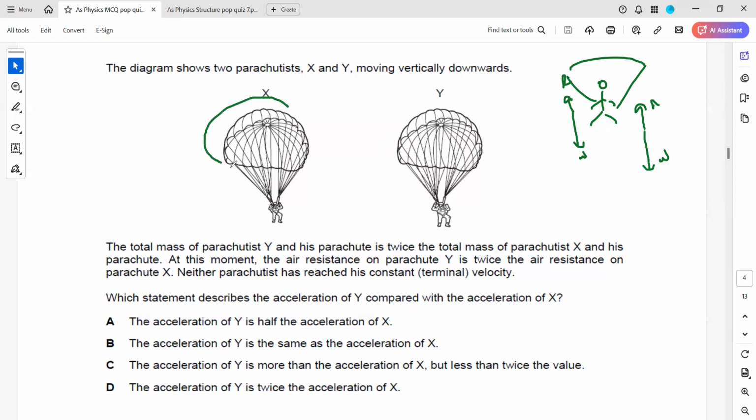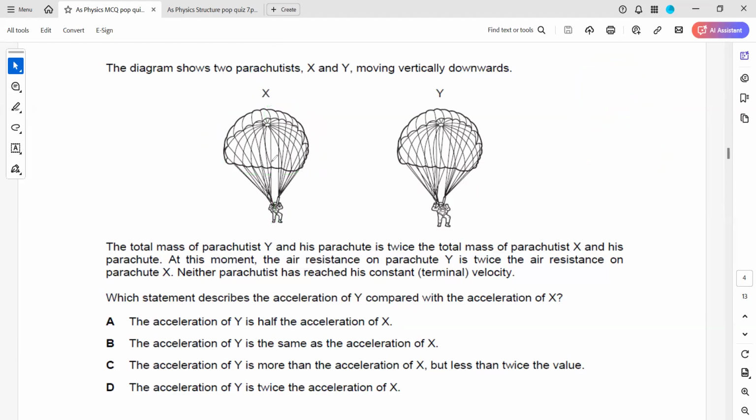Because the purpose of the parachute is to reduce the speed, it means the air resistance should be more than the weight. So it will decelerate and eventually reach a constant velocity. So the purpose of the parachute is to slow down.